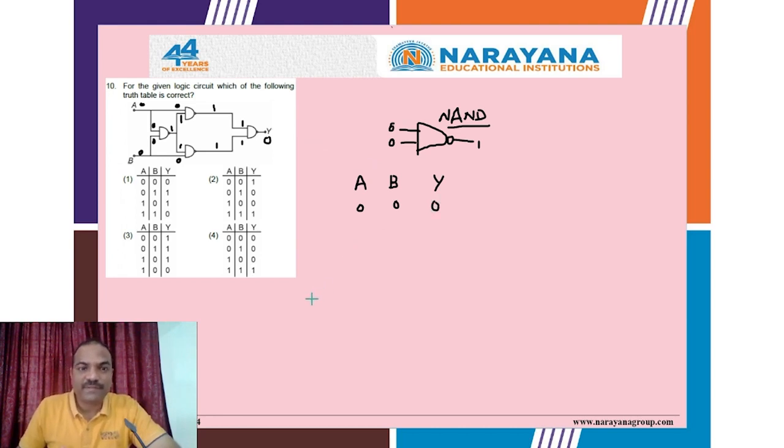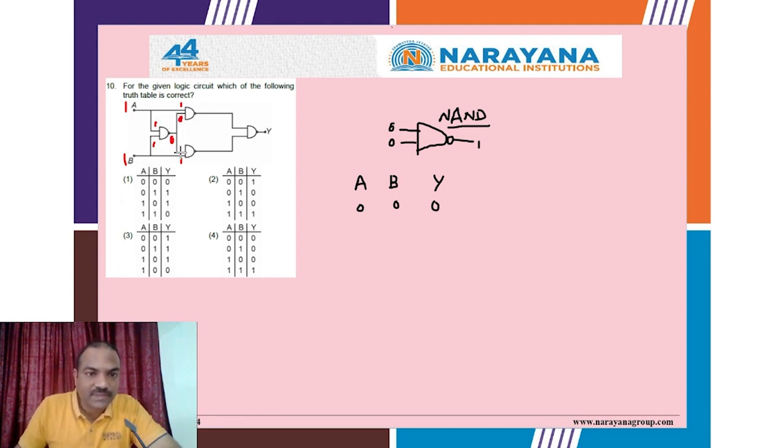Similarly, we will verify with 1, because 1 and 1 will be easy to verify. So A value 1, and B value 1 I am taking. Directly 1 and 1 will be led to the next level of gates. It will be 1 and 1, and 1 and 1 will give 0 because it's a NAND gate.